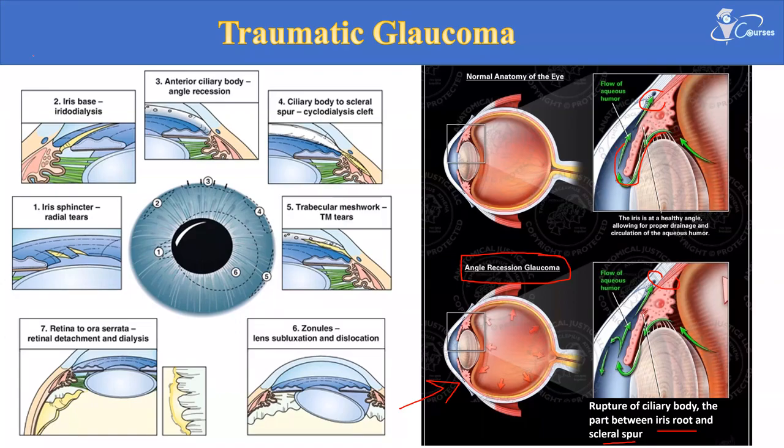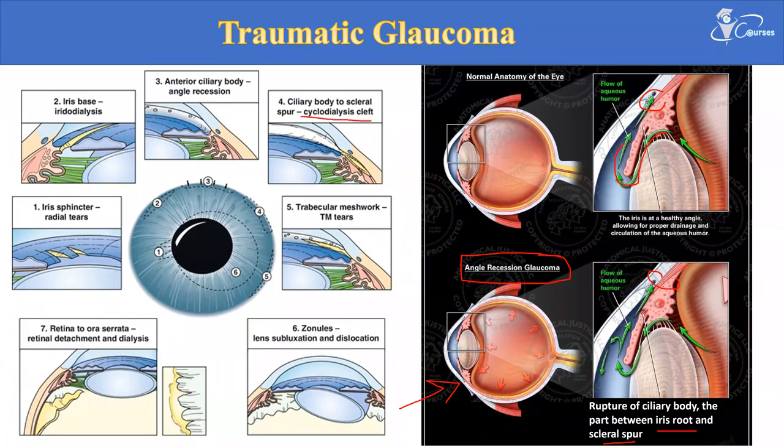Others will be iridodialysis and iris sphincter tear. These are all cases of trauma that can result in glaucoma in the eye. One of them will be the angle recession. And another effect of the trauma will be the presence of a cyclodialysis cleft.